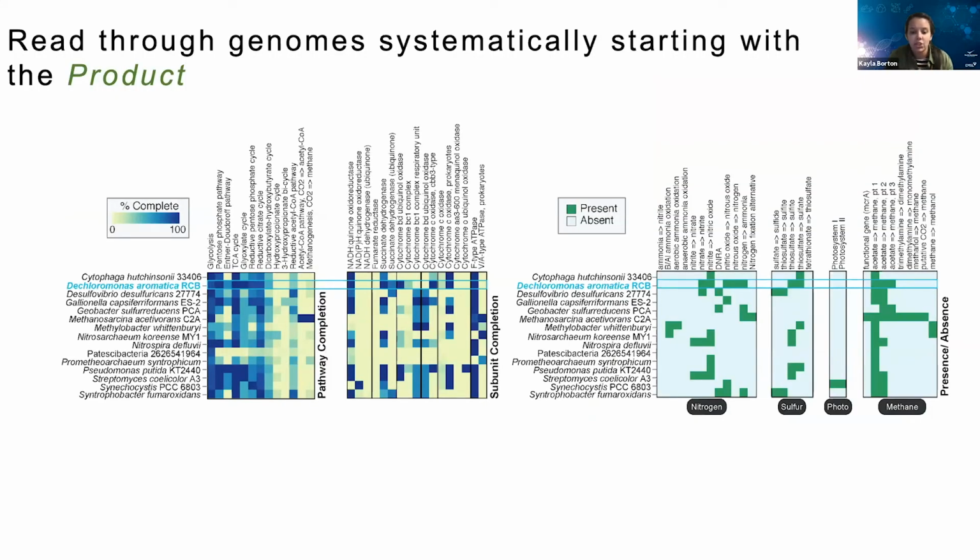So what you're looking at here is the actual heat map product. This is the output of DRAM. This is exactly what DRAM gives you. You can see that the product has 3 different sections: a pathway completion, a subunit completion, and a presence absence portion. Each part of this heat map gives different estimations on completion of certain pathways.